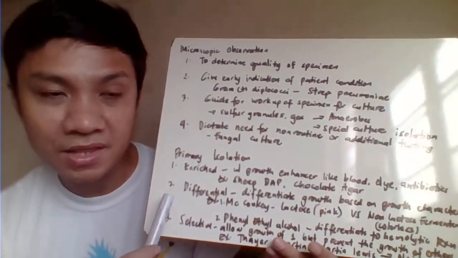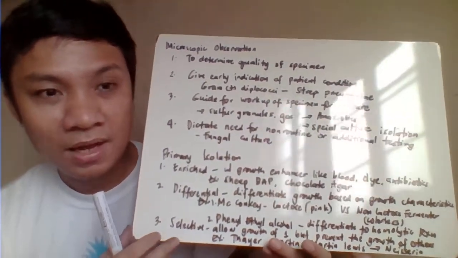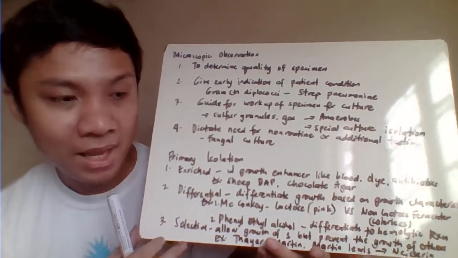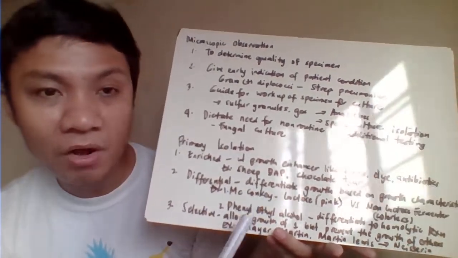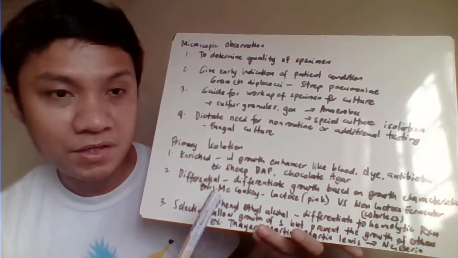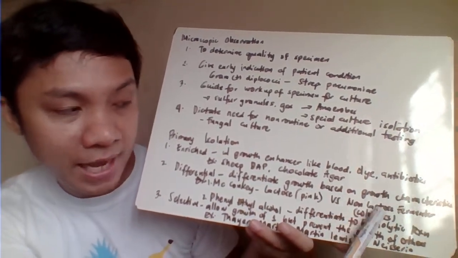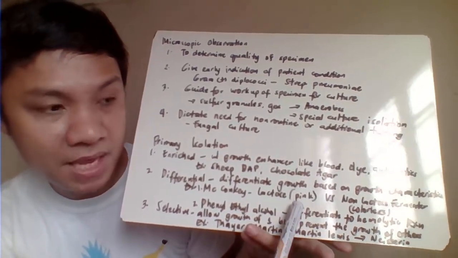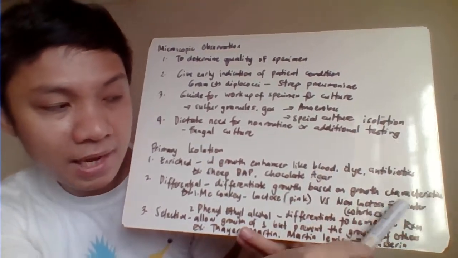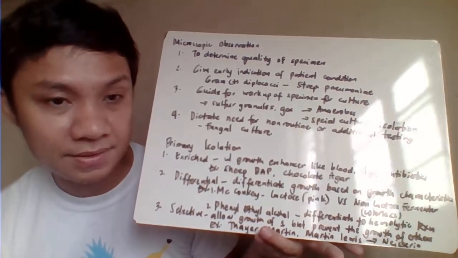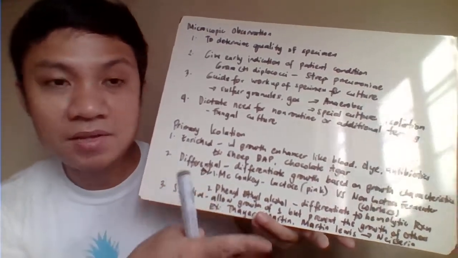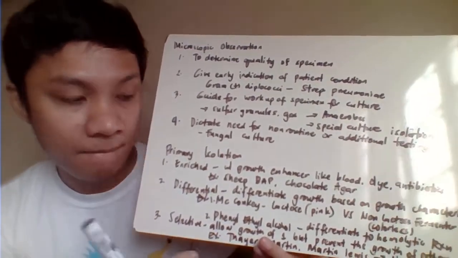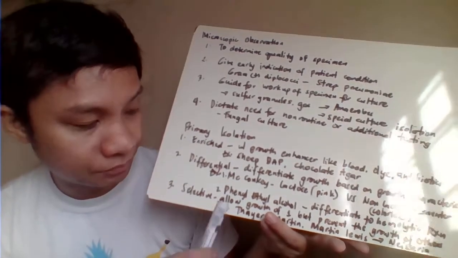Differential culture media, on the other hand, help you differentiate between the colony characteristics of your bacteria. Example for that, we have MacConkey agar. MacConkey agar helps you differentiate between lactose fermenters and non-lactose fermenters. Lactose fermenters appear as pink colonies, while non-lactose fermenters are colorless. Therefore, you can differentiate based on lactose fermentation capability as to colony color, making this one differential.